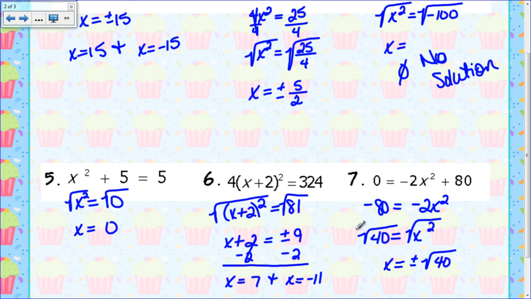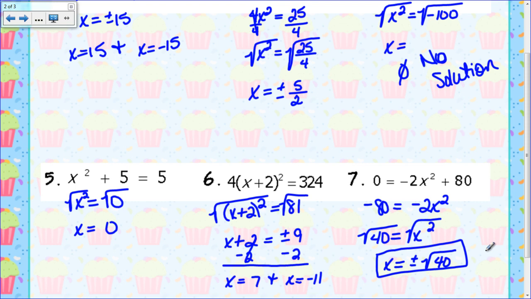And then I took the square root of both sides. Well, the square root of 40 is not a perfect square. If you go in your calculator and type the square root of 40, you get a long decimal. Well, I don't want to write out that whole decimal. I also don't want to round. So I'm going to leave my solution as a radical with a square root. I'm going to write it as x is equal to plus or minus the square root of 40.